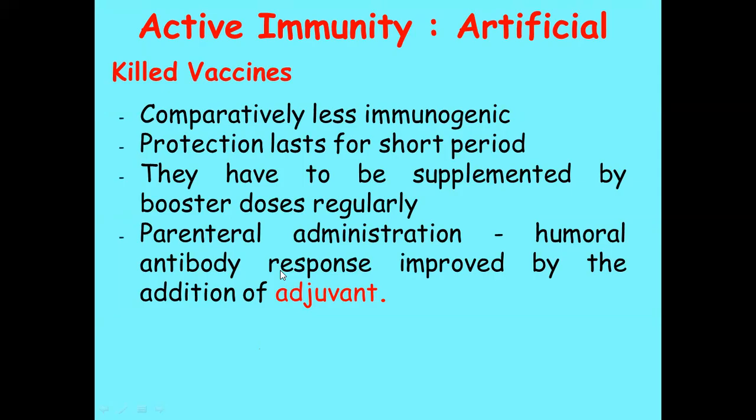And with parenteral administration, the humoral antibody response is improved by the addition of an adjuvant. Apart from the antigen or bacterial byproducts that are killed or attenuated, there is some addition of substances. For example, when aluminum is added along with the toxoid, it increases the memory cell producing ability. That substance is called the adjuvant. Along with the antigenic substance or immunogens, we add some substance to produce an enhanced immunological effect, either through memory cells or for the production of antibody. That agent is called the adjuvant.